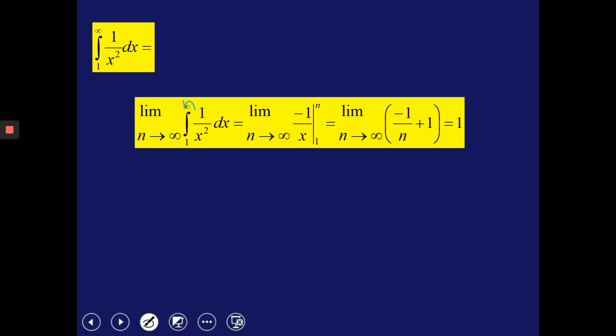Okay, so the integral of 1 over x squared is negative 1 over x, going from 1 to n. I plug in my n, I plug in my 1. I take the limit as n goes to infinity. This goes to 0, that goes to 1. So my limit is 1. So that tells me that this integral converges even though it's improper.